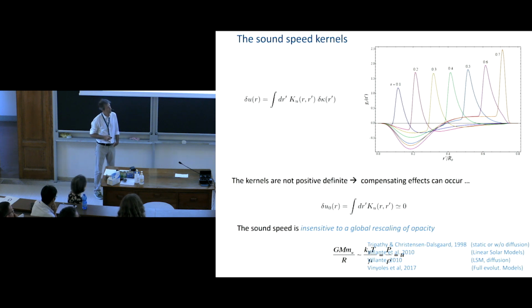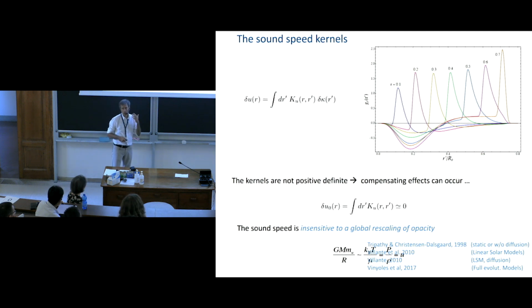Now, if you look at these kernels, what you discover is that they have, in some cases, a complicated structure. This, for example, describes the response of the sound speed at this radius with respect to a modification of the opacity, and so on. In particular, what you see is that the kernels are not positive definite. For example, this one is negative, then positive, and then negative again. So this basically means that you can have a compensating effect if you consider broad variations of the opacity, and this is exactly what happens. In particular, the sound speed is insensitive to a global rescaling of the opacity.